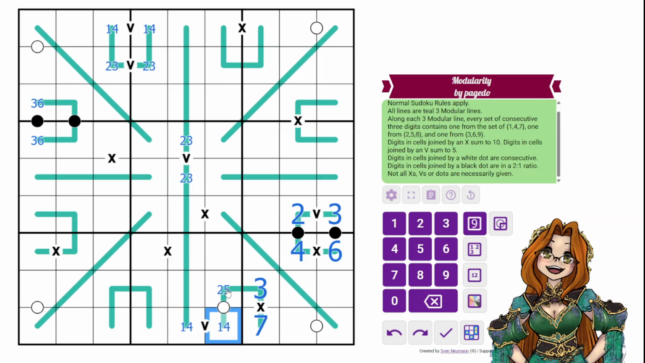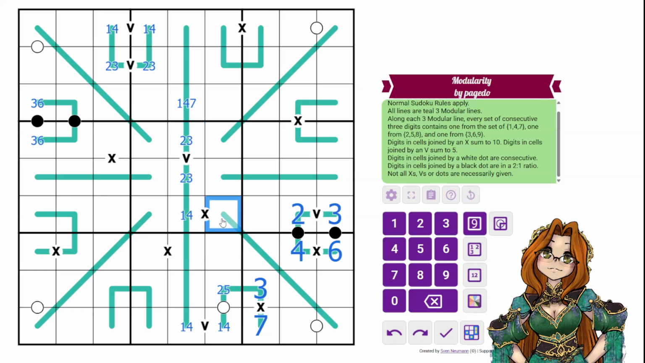Let's see. So we know 2 and 3 in some order are here. So what group is this? It is the 1, 4, 7 group. 1, 4, 7. Perfect. So how do we make 10 here? Be 7 plus 3, but we can't do that because we already have a 3 looking at it and a 3 in the box. This can't be a 7.